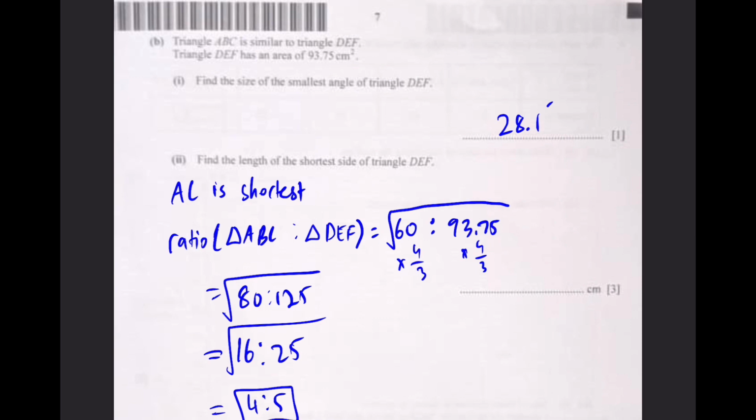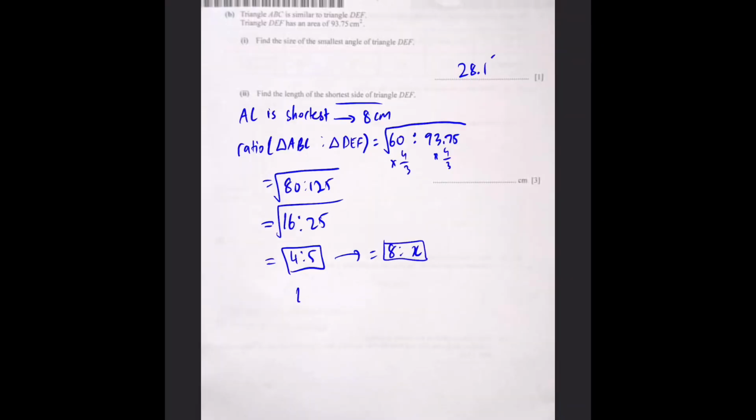Now, the length of the shortest side of triangle DEF, first of all, the length of AC is 8 centimeters, right? So 4 is to 5 will be equal to 8 is to x, which is the length of the shortest side of triangle DEF. Now, that means 4 by 5 is equal to 8 by x. And x is equal to 8 into 5 by 4, which is equal to 10. 10 centimeters. That's the answer. Let's go to question 4.